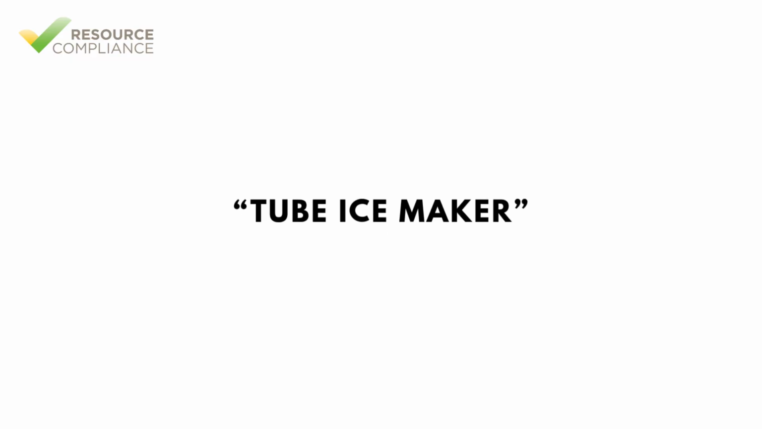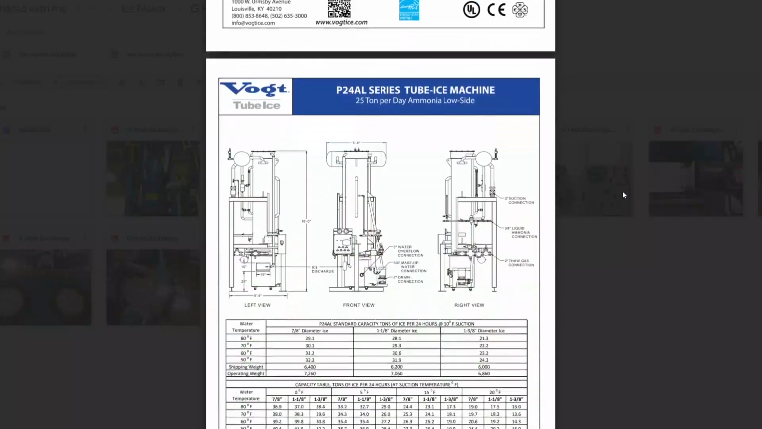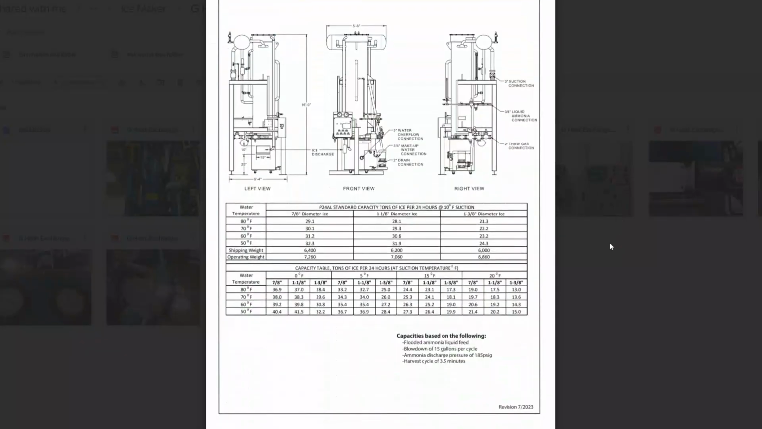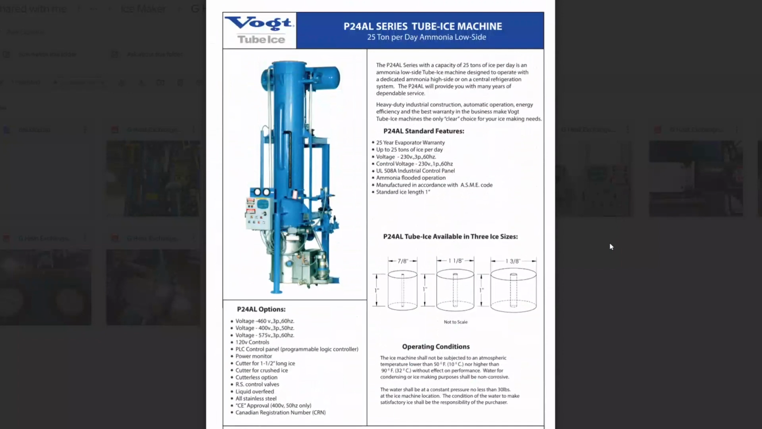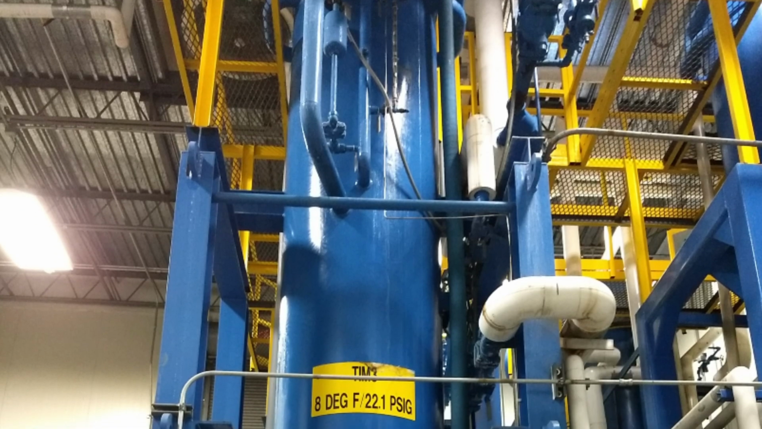A tube ice maker is a specialized machine designed to produce cylindrical ice, commonly referred to as tube ice, which is hollow in the center. In a tube ice maker, water flows over the outer surface of vertically oriented ice-making tubes.